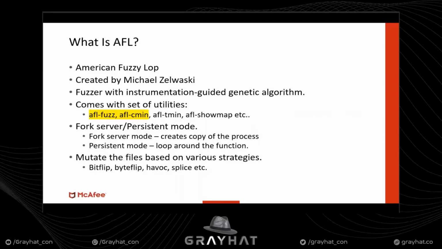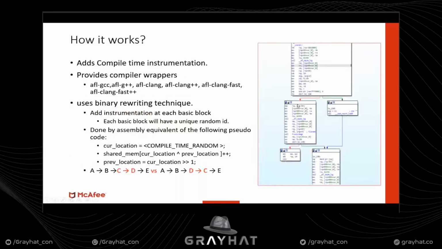AFL mutates the file based on various strategies like bit flip, byte flip, havoc, or splice. So these are the various strategies which AFL uses to modify the content of the file to help in the fuzzing and find vulnerabilities. We'll discuss them in later slides. Let's move on and see how AFL works.